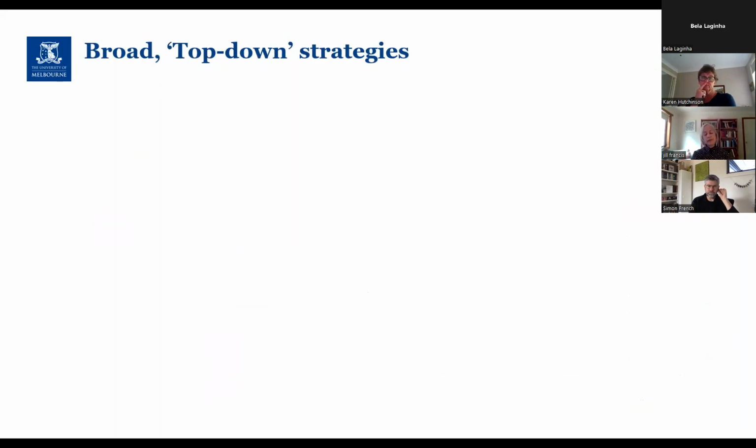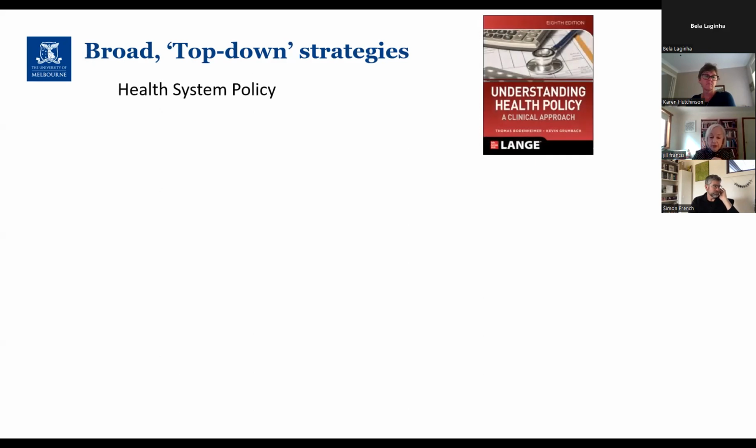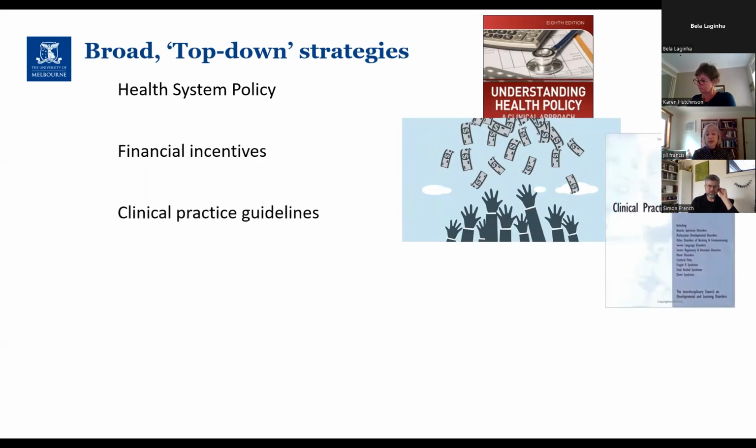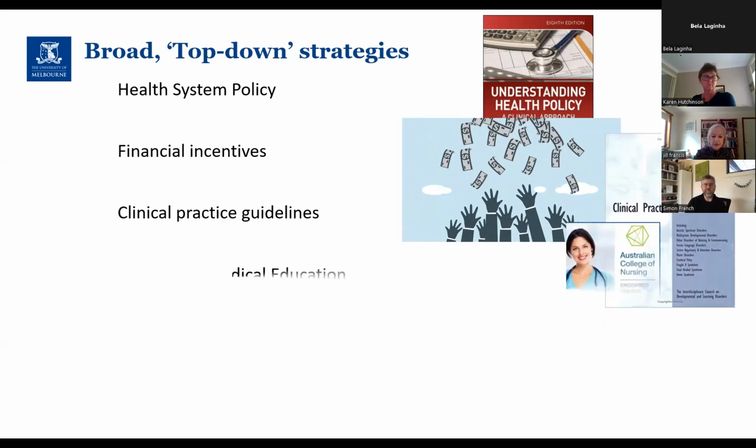So some broad top-down system-level strategies that may or may not have been subjected to empirical evaluation are quite often used, and I'm not saying they shouldn't be used. They're great first steps. And of course, one of these top-down strategies is health system policy. Another is, as we've discussed, financial incentives. We've also got clinical practice guidelines at the national level. These are top-down strategies that aim to inform clinical practice in an evidence-based way.